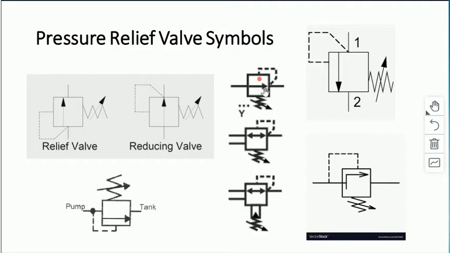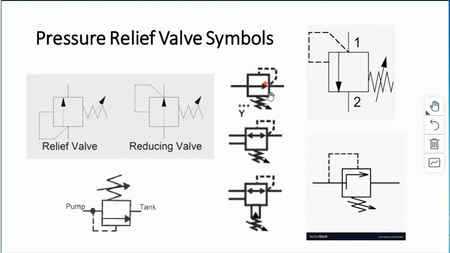We've got a whole variety of them. I've just put them up here so you can see how they operate. Normally they should be like this. So there's a relief valve and that's a reducing valve. If the connection is made and it's a normally open valve, it's just used for pressure relief.